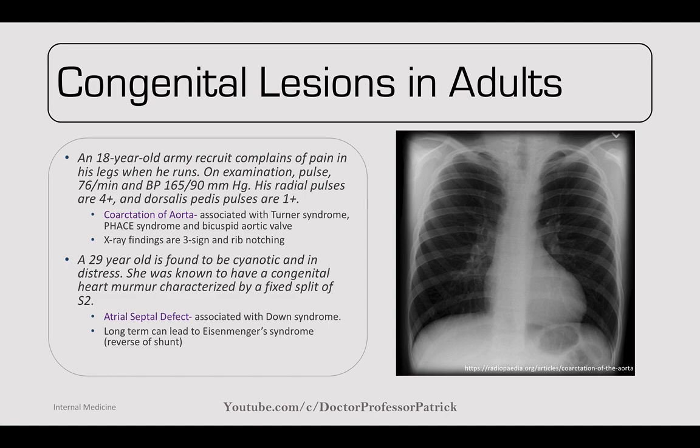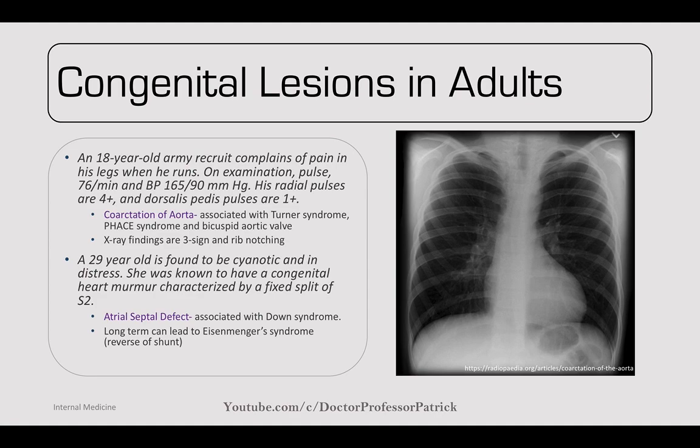We've got a lot more on congenital lesions in the cardiac section of the peds review, but these are going to be congenital lesions that cause issues in adults so that you can see them on the internal medicine portion of the exam. So we have an 18-year-old Army recruit that complains of pain in his legs when he runs. On exam, his pulse is 76, his blood pressure is elevated at 165/90, and his radial pulses are +4. His dorsalis pedis pulses are +1.